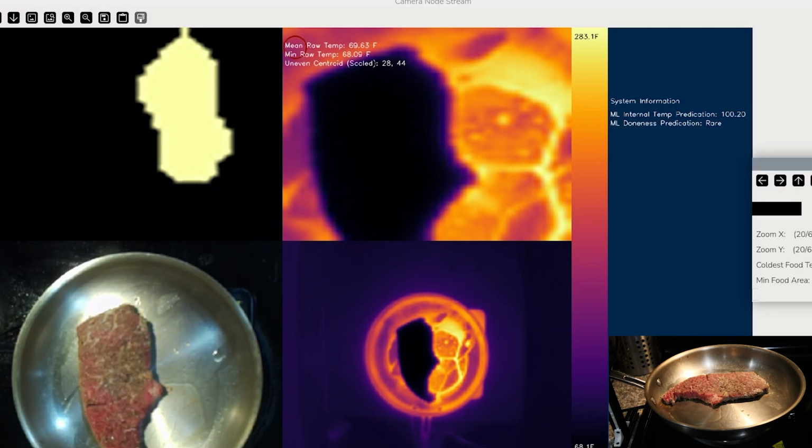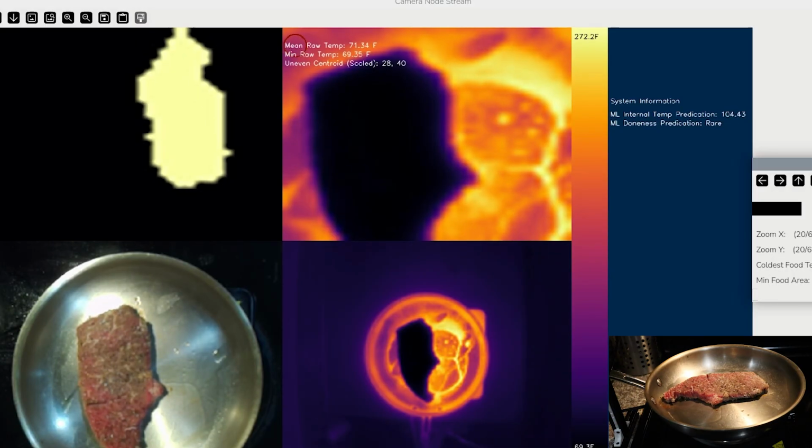We now leave off with one more recorded trial. Do note the mispredictions at the end when the meat is supposed to be medium.